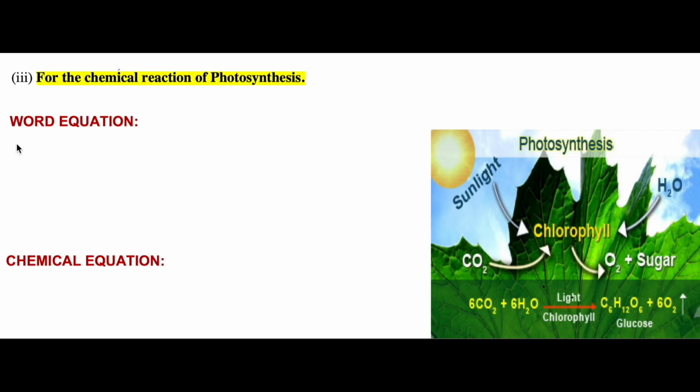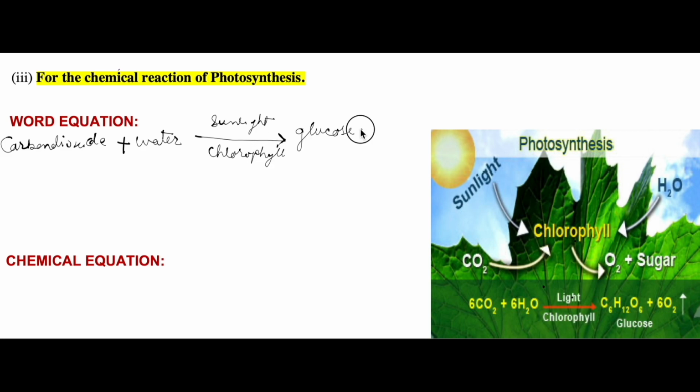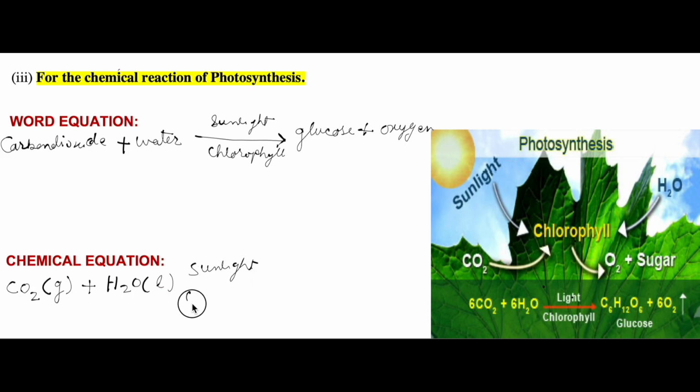The word equation for this chemical reaction is carbon dioxide plus water, in the presence of sunlight and the green pigment called chlorophyll, gives glucose plus oxygen gas. Now, the chemical equation for the word equation is carbon dioxide, the symbol for carbon dioxide is CO2, which is gaseous in nature, plus water H2O, liquid in nature, in the presence of sunlight and chlorophyll pigment present in the leaf.